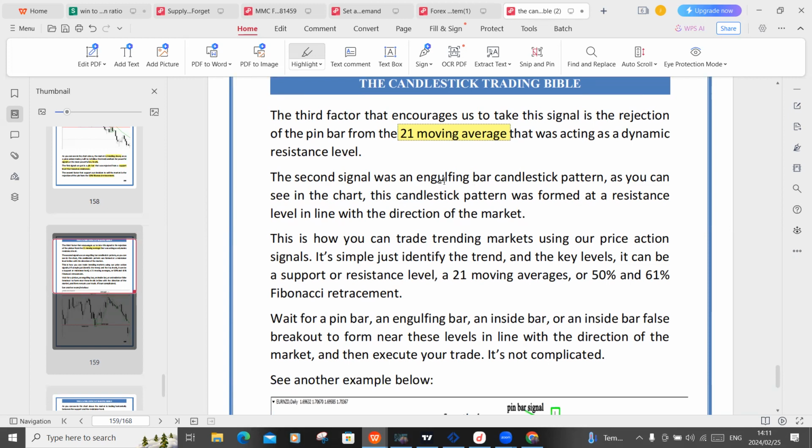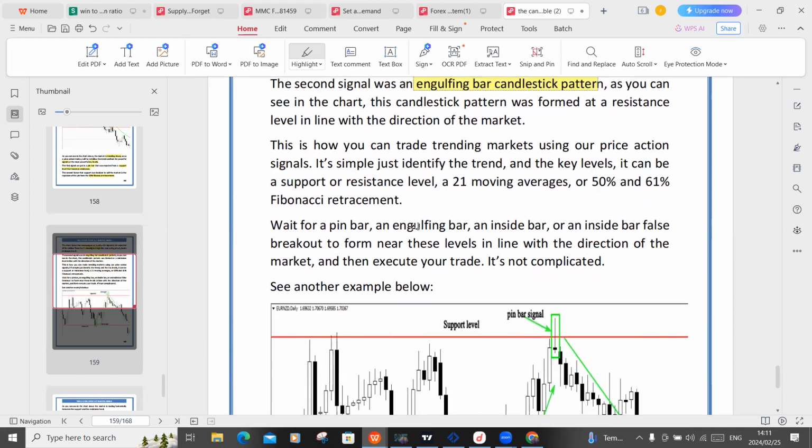The second signal was an engulfing candle bar. As you can see in the chart, this candle pattern was formed at a resistance level in line with the direction of the market. This is how you can trade trending markets using our price action signals. It's simple. Just identify the trend and the key levels. It can be a support or resistance level, a 21 MA, a 50 or 61% fib retracement. Wait for a pin bar, an engulfing bar, an inside bar, or an inside bar false breakout to form near these levels in line with the direction of the market. Then execute your trade. It is not complicated.